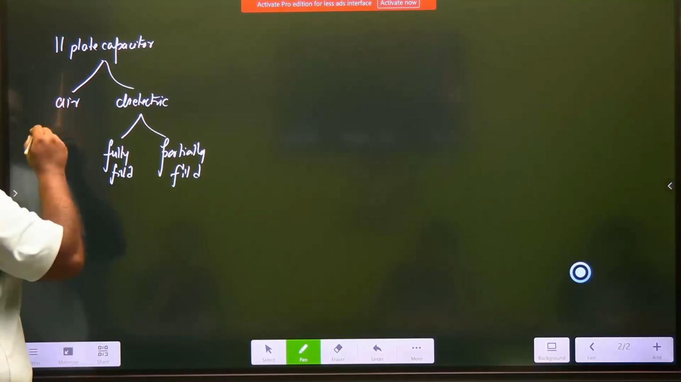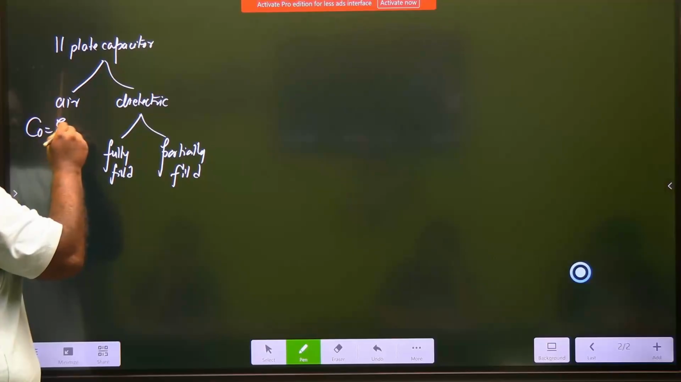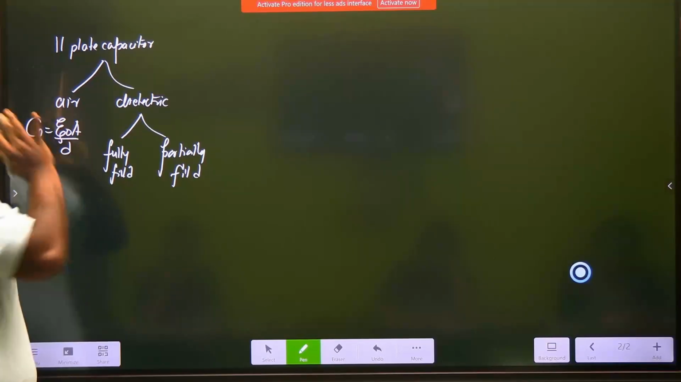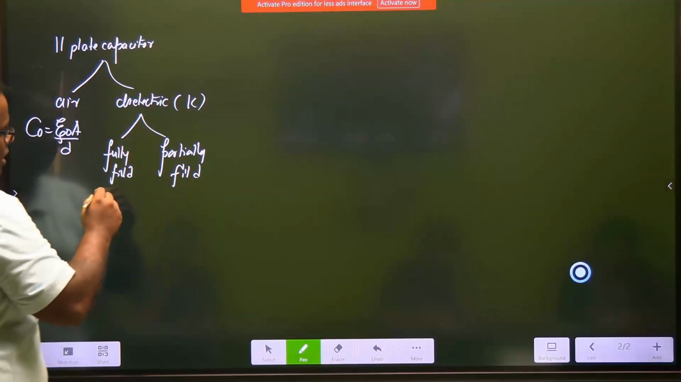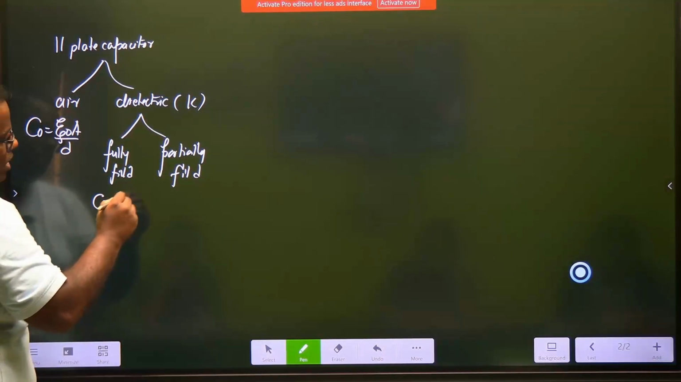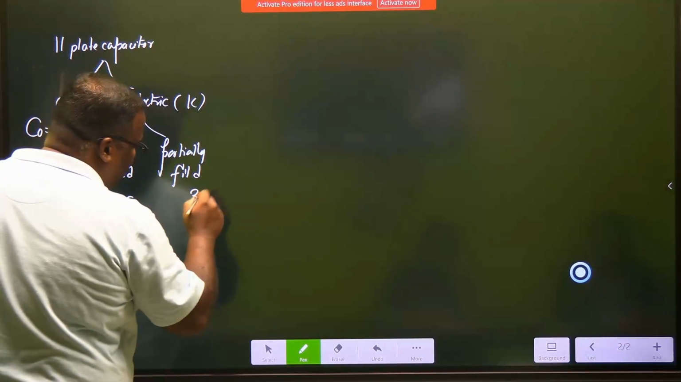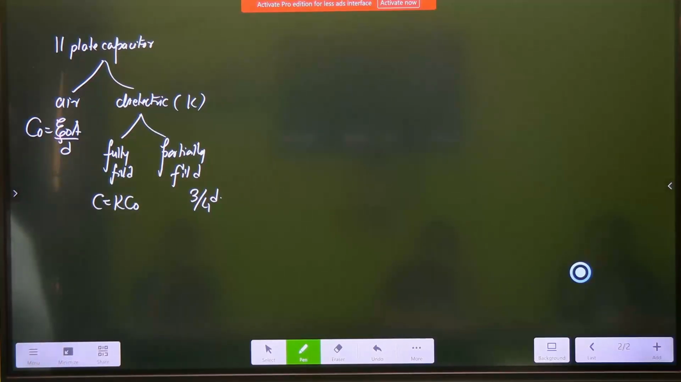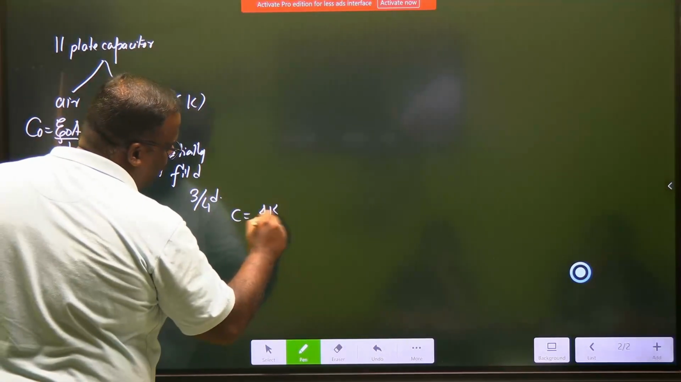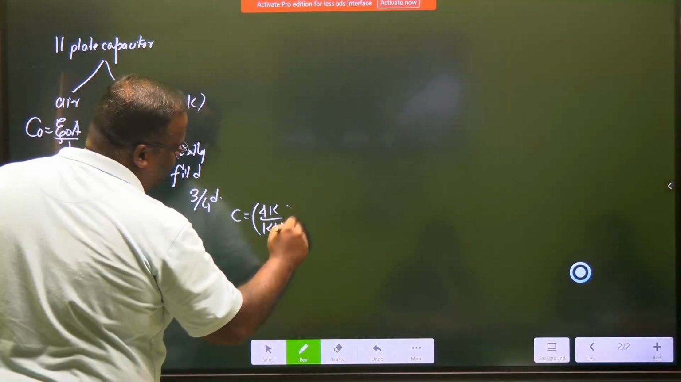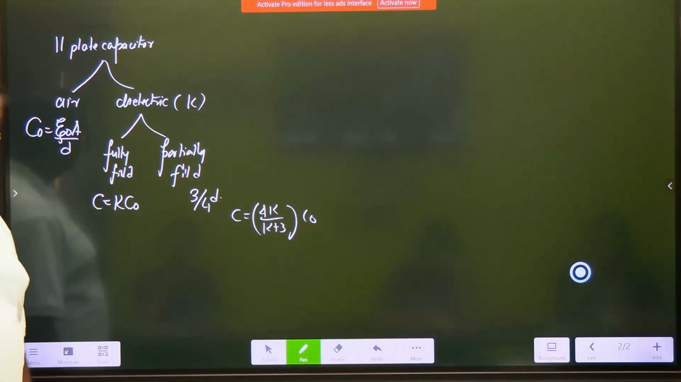Let's see what happens in the case of air. Then we say this is a very unique capacitance, which is epsilon 0 A by D. I'm writing it as C0. If it is fully filled with a dielectric constant K, then C is equal to K times C0. Our question was where it was filled for only 3/4 of D. Here we found out that the capacitance is 4K by K plus 3 times C0, because it was filled only up to 3/4.